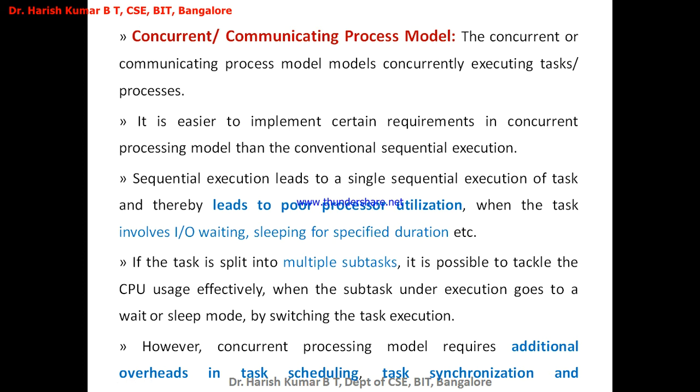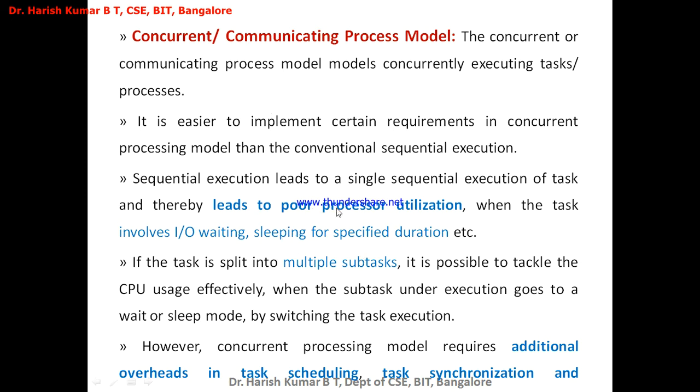The next type of computational model that can be used for embedded system design is the concurrent or communicating process model. Here in the sequential model, everything was going sequentially, one after the other. That was the major disadvantage of the sequential programming model.